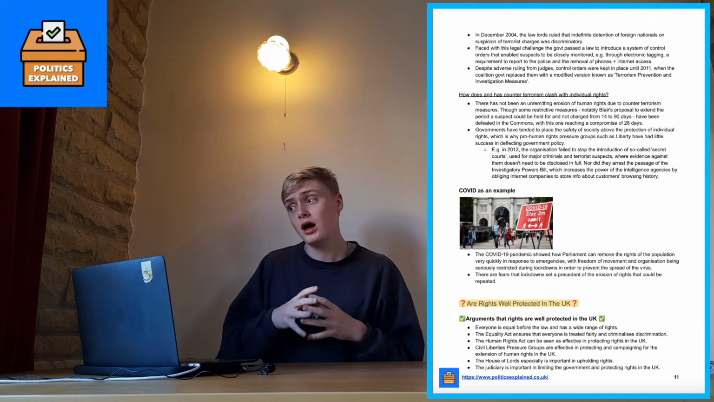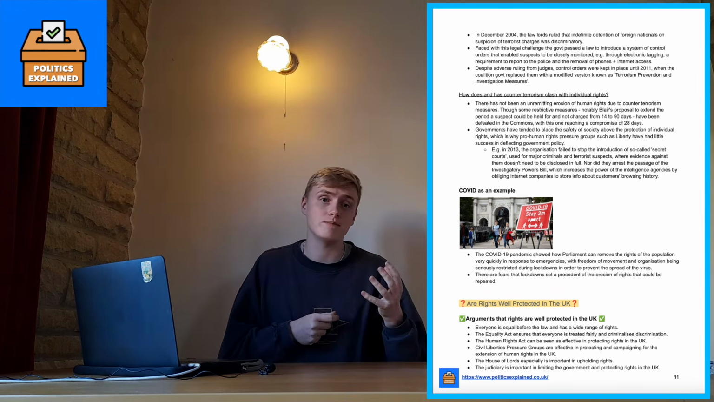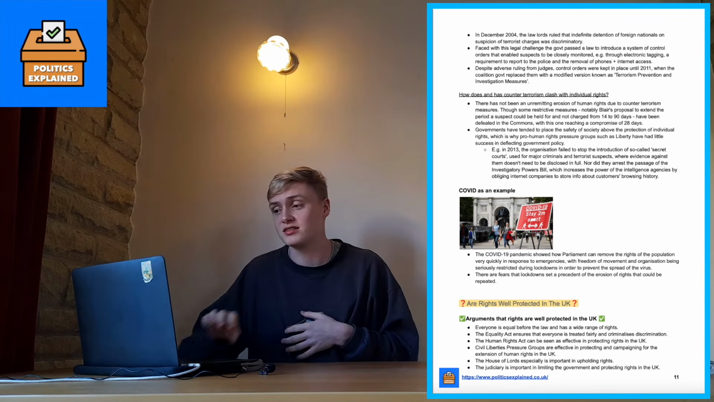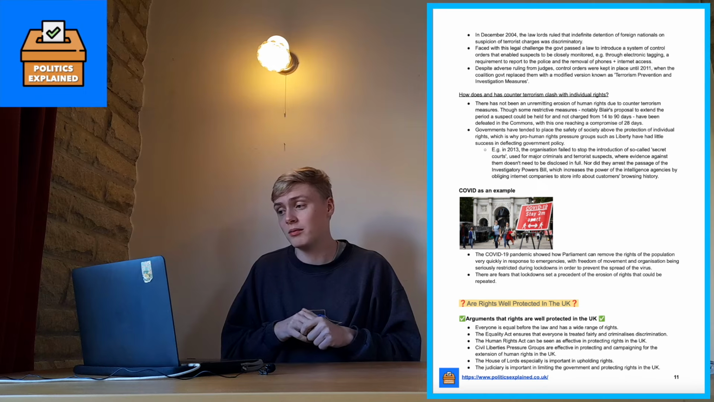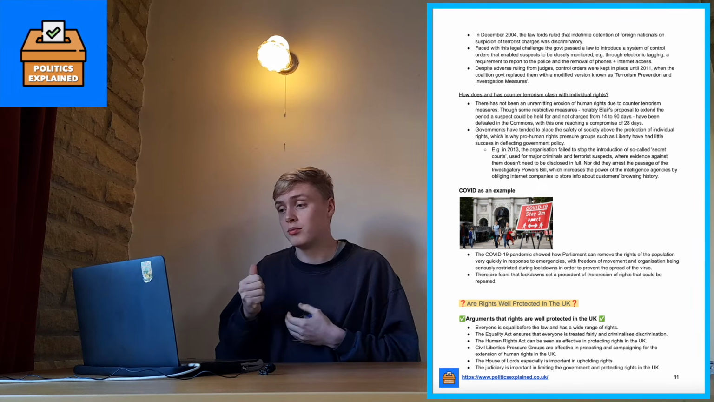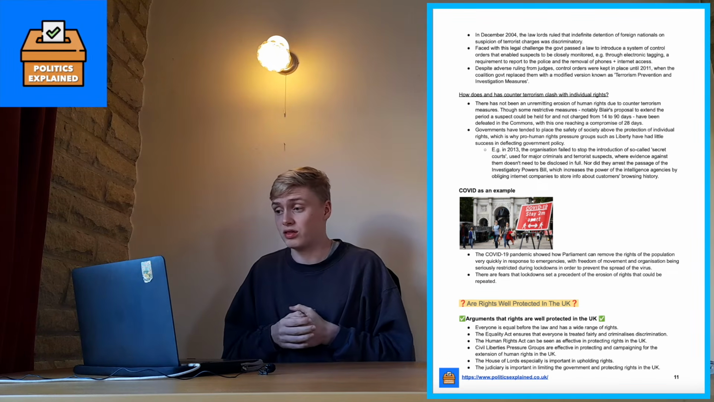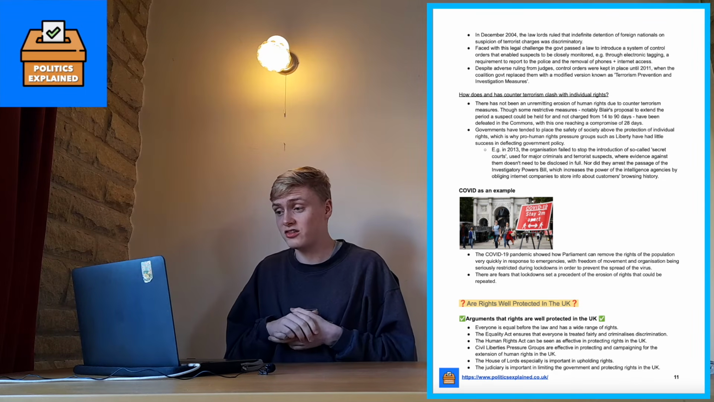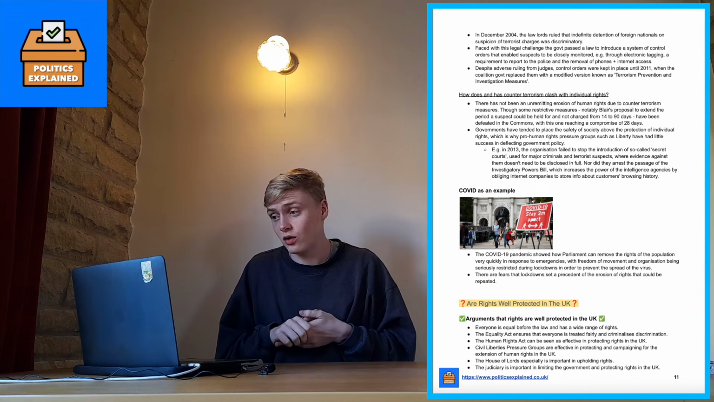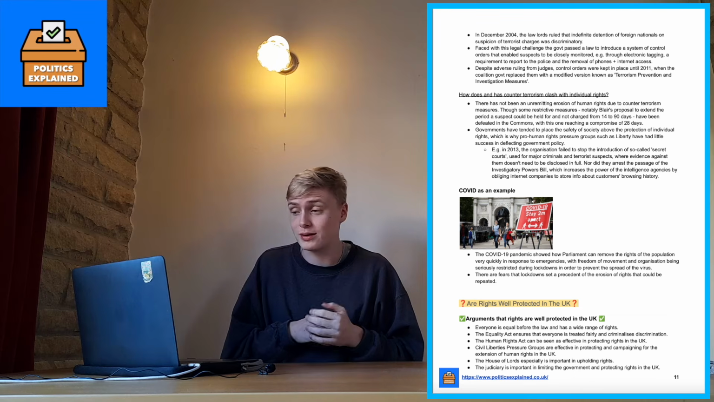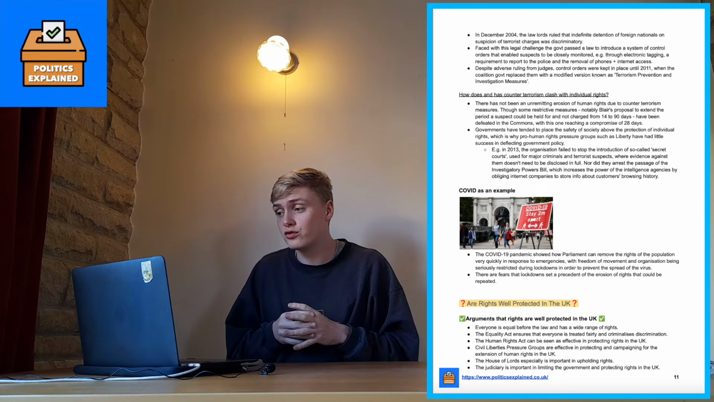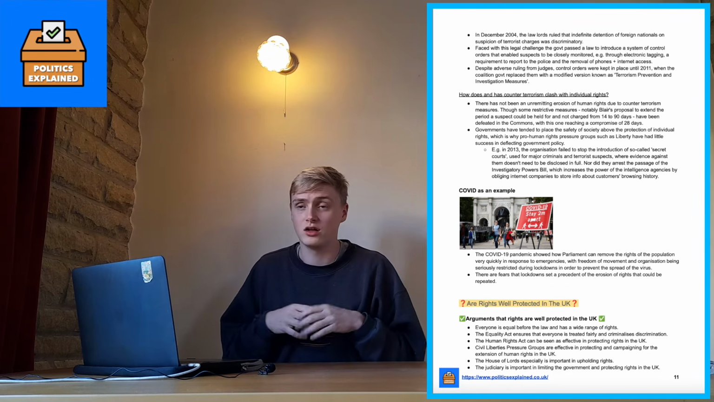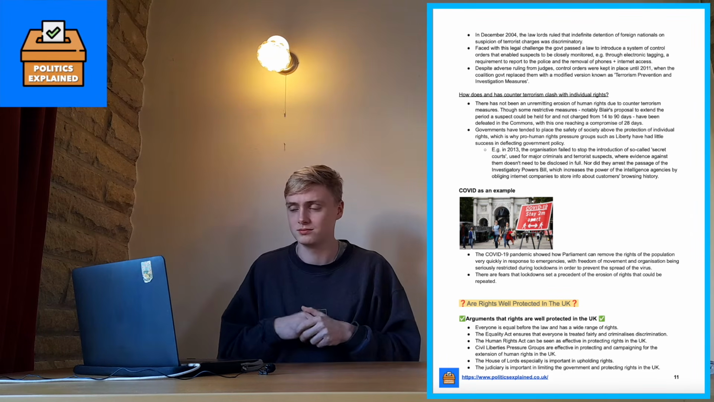So that's terrorism. Another key area where individual and collective rights can be seen to conflict is COVID. The COVID-19 pandemic showed how Parliament can remove the rights of the population very quickly, with freedom of movement and organisation being seriously restricted during lockdowns in order to prevent the spread of the virus. And there are fears that lockdown set a precedent of the erosion of individual rights in order to protect the wider community, and that could be repeated.